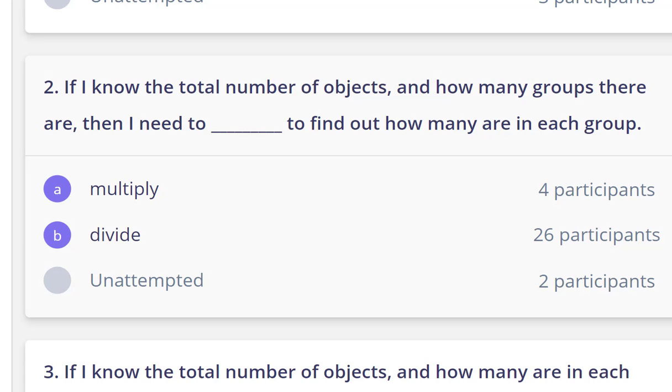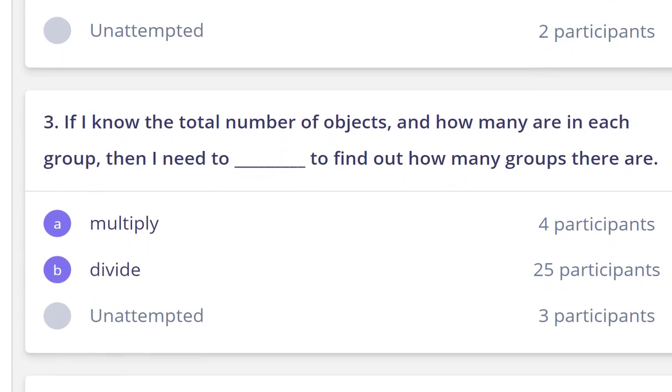If I know the total number of objects and how many groups there are, what do you do to get what's in each group? Multiply or divide? Divide. Okay, thank you. Okay, let's move to the next question.